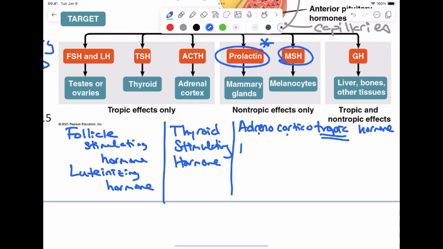MSH: melanocyte stimulating hormone. GH: growth hormone.